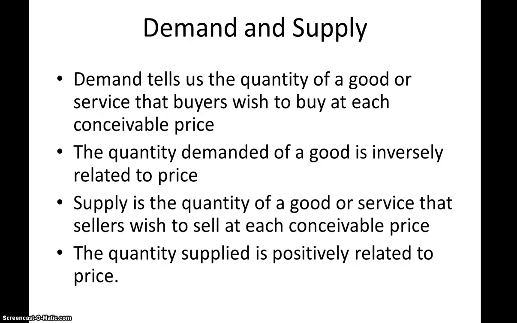Demand tells us the quantity of a good or service that buyers wish to buy at each conceivable price. The quantity demanded of a good is inversely related to price. With supply, supply is the quantity of a good or service that sellers wish to sell, and the quantity supplied is positively related to price. So again, as price goes up in relation to demand, quantity demanded can come down depending on the type of good that you're offering on the market.